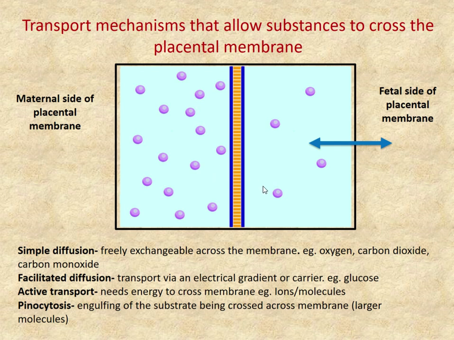You could have facilitated diffusion, where you actually use a carrier or an electrical gradient to have something go across this membrane. You can have active transport, where you need ATP in order to cross the membrane, and lots of ions and molecules are going to fall into that category.